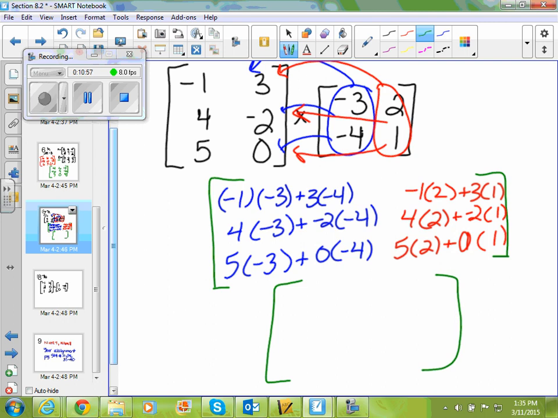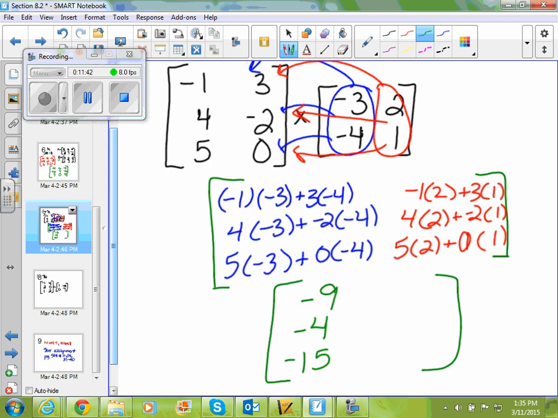Negative 1 times negative 3 is 3, and 3 times negative 4 is negative 12, so 3 plus negative 12 is negative 9. Okay, so we just figured out 4 times negative 3 is negative 12. Negative 2 times negative 4 is 8. So negative 12 plus 8 is negative 4. 5 times negative 3 is negative 15, and 0 times negative 4 is 0, so negative 15 plus 0 is negative 15.